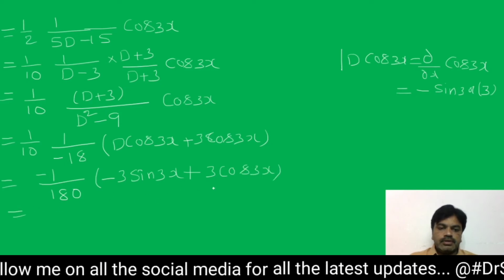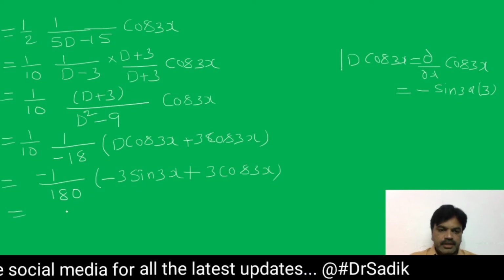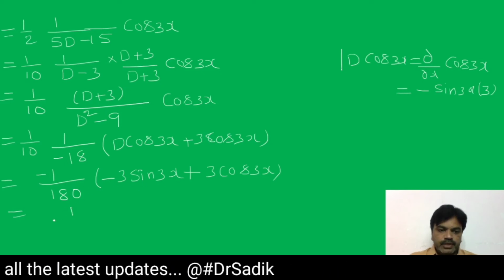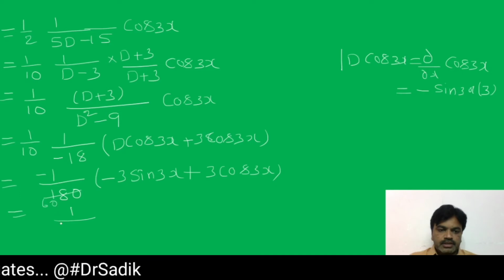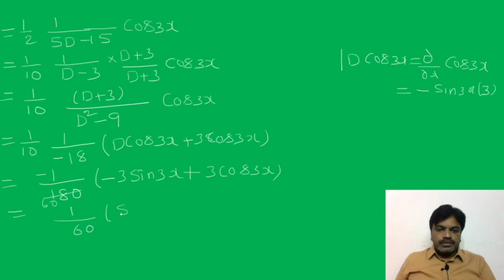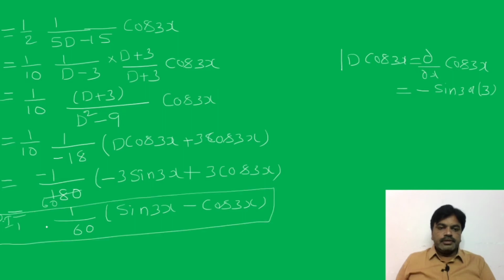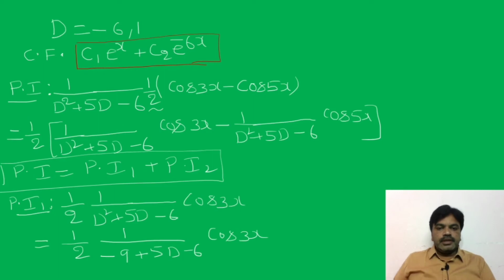So that is equal, taking common minus 3, then we get minus and minus plus, 1 by 3 in 180, we get 60. So we get 1 by 60 into sin 3x minus cos 3x. So this is particular integral 1, friends. Now, see friends, particular integral 2.